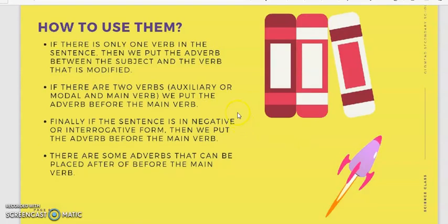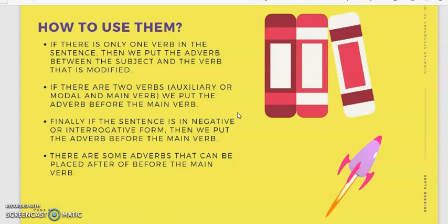How to use them? If there is only one verb in the sentence, for example, I go to the park, or I eat pizza, or I swim at the pool, then we put the adverb between the subject and the verb that is modified. I swim in the pool. I often swim in the pool. I sometimes swim in the pool. I usually swim in the pool. So the adverb is going to be placed between the personal pronoun or the subject and the verb. Okay, in the middle of those two parts, you are going to place the adverbs of frequency.